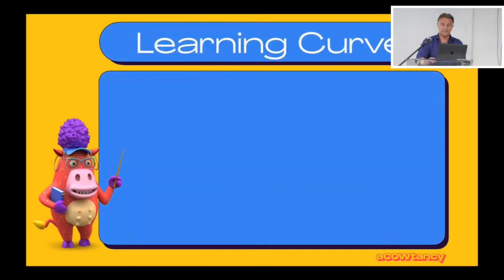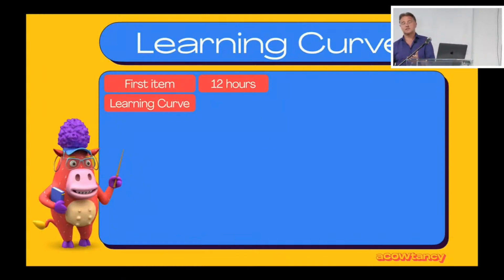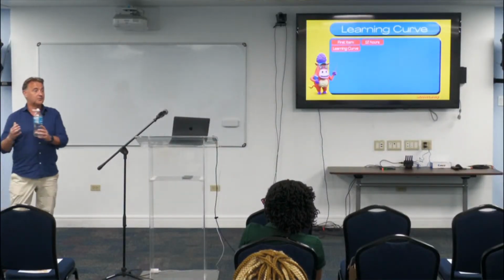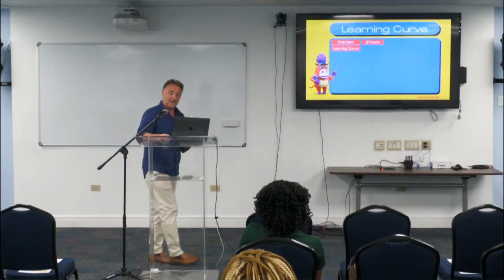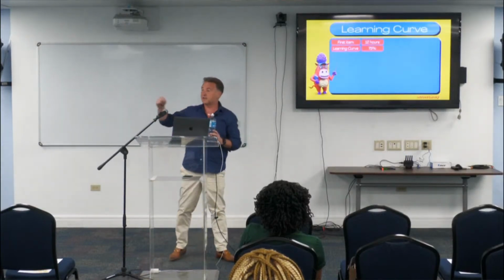Okay, learning curve. Bit trickier. If the first item takes you 12 hours, how long would, say, the 7th item take? Quicker or not quicker? Under normal circumstances, if I was to say, make one of these for me, the first one will take you 12 hours to make. By the time you got good at it, hopefully you'd be doing it quicker. And how much quicker depends on the learning curve.